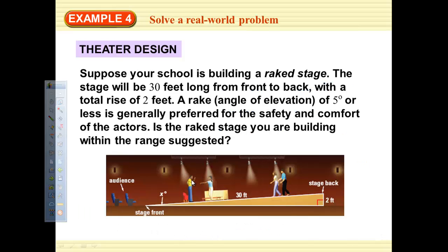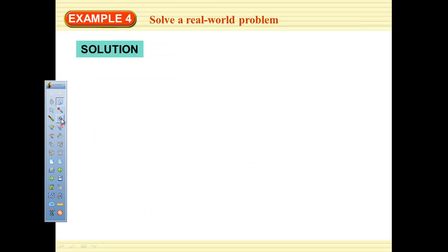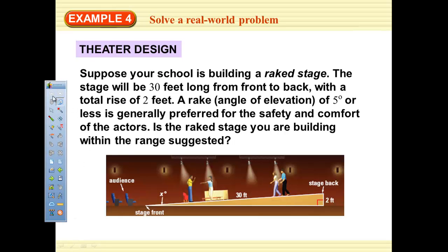Here's another problem using what's known as a rake stage. Basically, they tilt the stage so that you can see everything that's on the stage if you're sitting in the audience. We want this angle to be 5 degrees or less. So if you notice, we have two of the sides. We can find the angle. This is where we use inverse sine or inverse cosine or inverse tangent. And I'll show you how that's done. We'll go to the next page. Well, actually, we'll stay on this page.